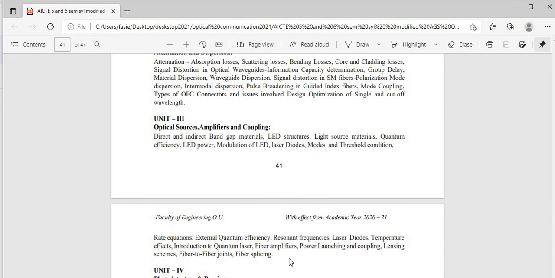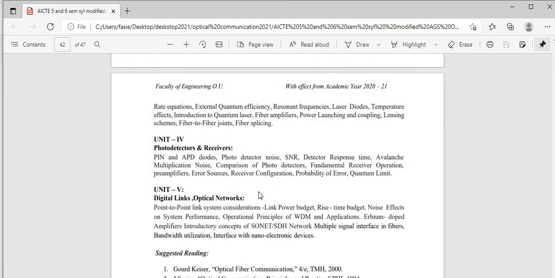Next, what is left in the third unit is power launching, coupling, lensing schemes, fiber to fiber joints, fiber splicing, and the temperature effects, introduction to the quantum laser, and fiber amplifiers: how the fiber can be used as an amplifier, right? So what is the amplifier basically all about? Amplifiers are the devices which increase the strength of the signal, right? For that reason we should know how the laser is going to work as well. We just need to cover those things. If you cover all the parameters of the laser, we can proceed with unit 4.